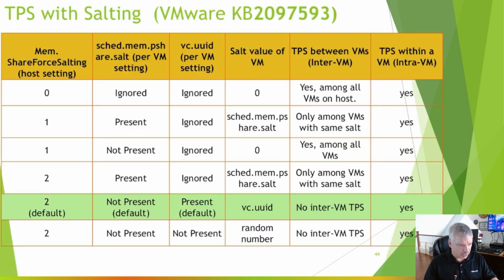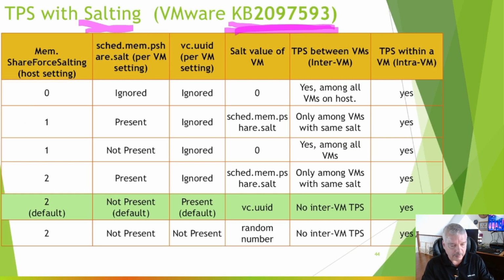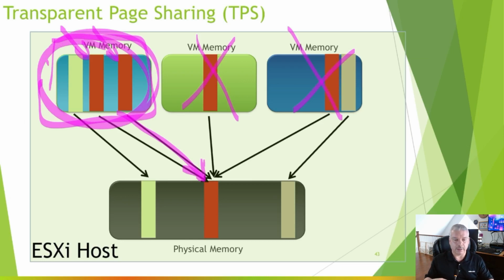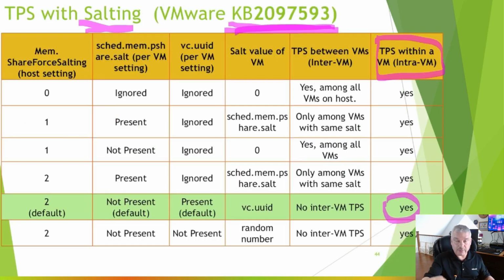So there's a thing called salting. Here's a knowledge base article you can look up. Just go to Google, type in that knowledge base article, and you'll get a link to go to VMware. Now, by default, transparent page sharing is enabled, but it's only enabled within a VM. So that means it's this situation right here. This VM can do TPS within itself. It cannot do it with other VMs. Okay? So it's still a good thing for saving memory, and it addresses the security issue.